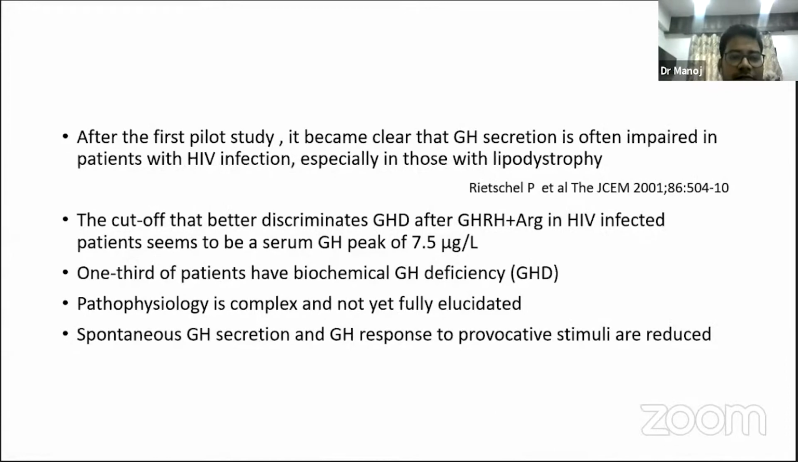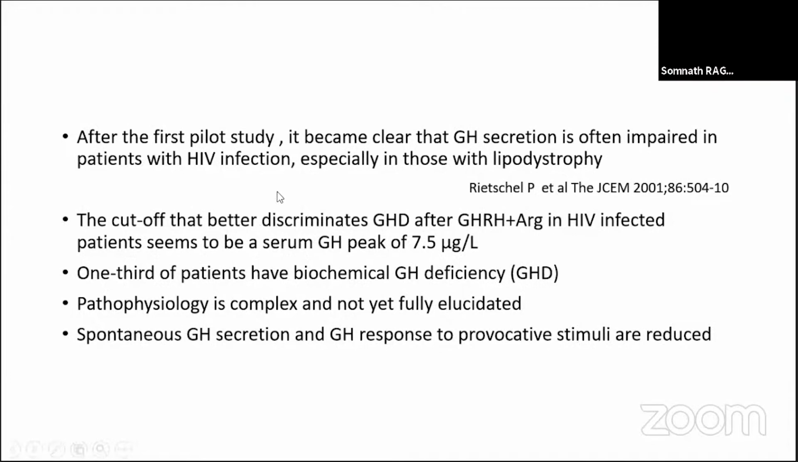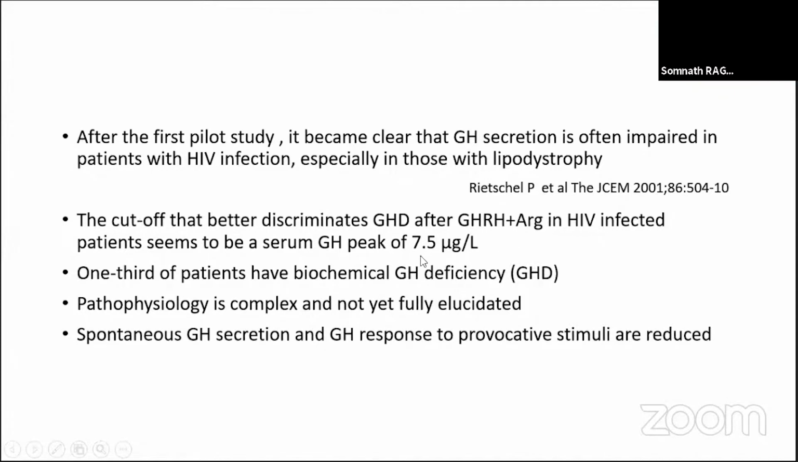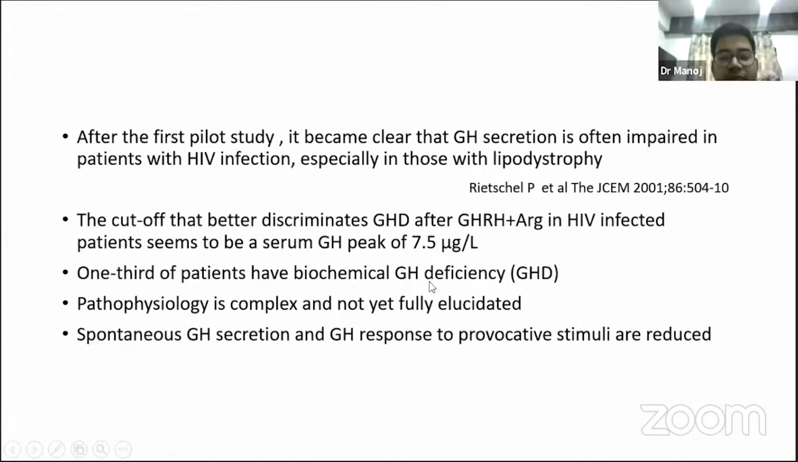Later on, with the availability of antiretroviral therapy, the number of patients developing metabolic complications from antiretroviral therapy, like lipodystrophy and other metabolic syndromes, increased, and investigators renewed interest in growth hormone deficiency as a cause of this lipodystrophy syndrome. The first pilot study, conducted in 2001, showed that growth hormone secretion is impaired in patients with HIV infection, especially those with lipodystrophy. They used the GHRH-arginine test to diagnose growth hormone deficiency with a peak GH level of 7.5 as a cutoff, and found that almost one-third of the patients had biochemical growth hormone deficiency.